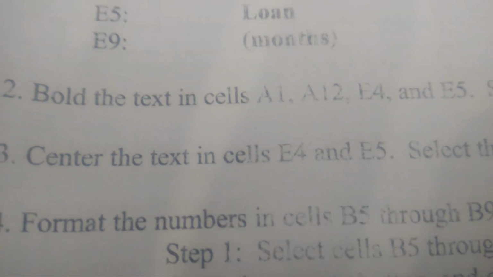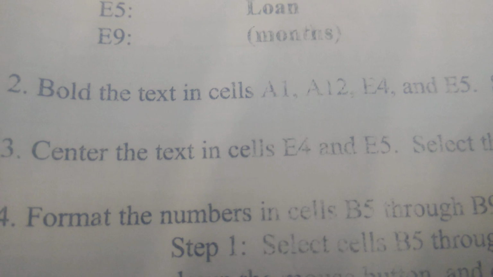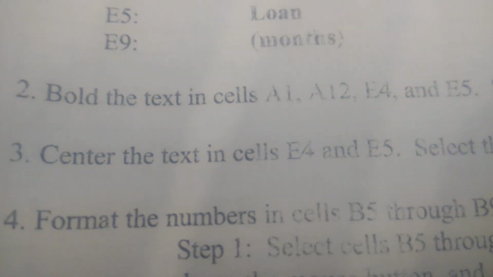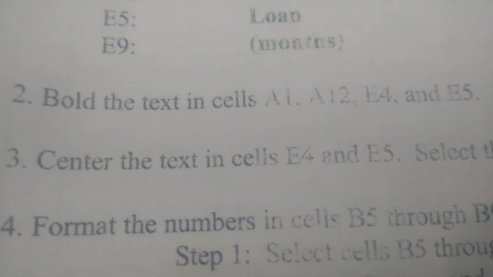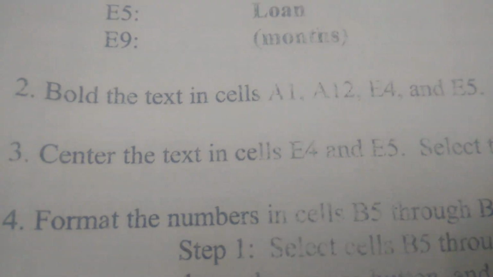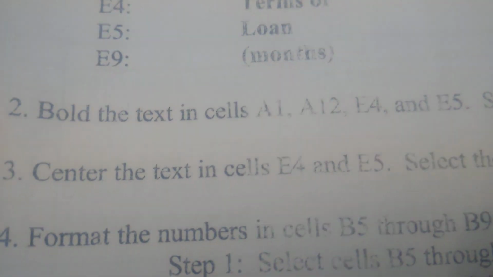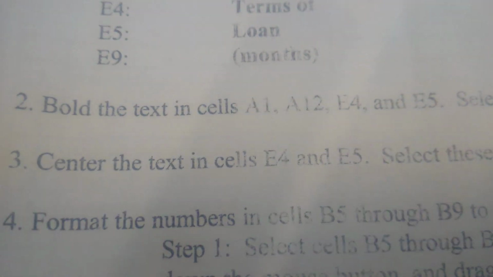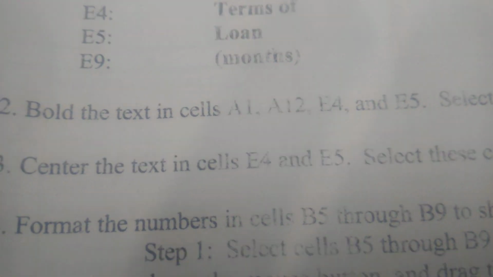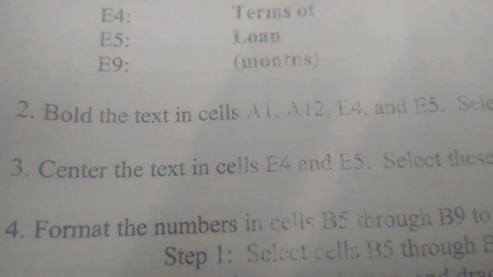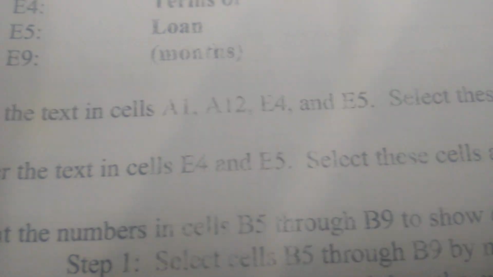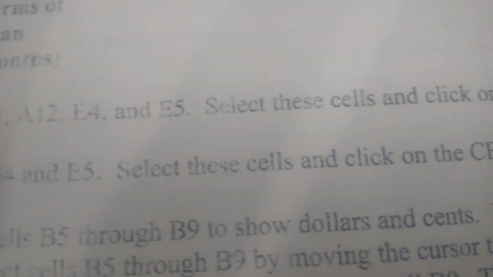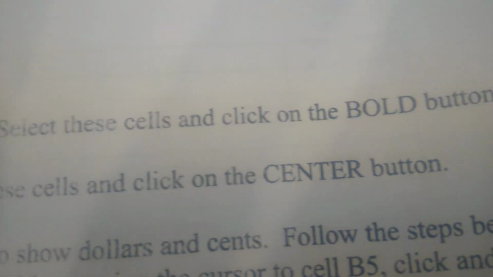Usually in the format menu, you have all these options. So you just look in the ribbon. In the modern Excel front sheet, or interface, you'll be having the concept of ribbon. So look for the format, and then in the format you look for the text, and then you try to center the text in the cells E4 and E5. Select these cells and click on the center button, usually available on the toolbars.